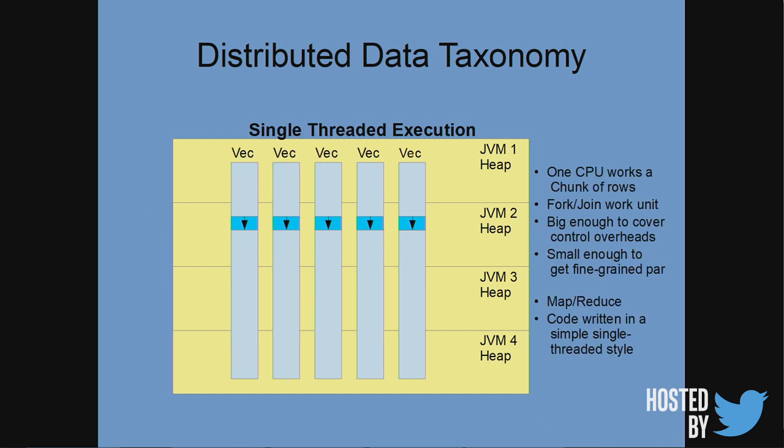So when you go do some work, usually you're going to grab a chunk and walk over it, and the size of this chunk has to be big enough to cover the overheads to launch threads for the parallel computation, and small enough to get fine-grained parallelism out. And the code you write is actually MapReduce. I'll have examples coming up, but it's single-threaded code. You don't do anything with distributed, or with locks or synchronization or anything like that.